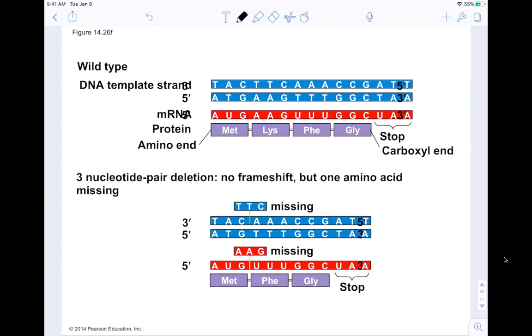This is a no frame shift, but 1 amino acid is going to be missing. So if you actually have 3 that are deleted, you're missing an entire amino acid here, and that can happen as well. Which means that at the end, you're still not going to make the correct polypeptide. It probably will not function.